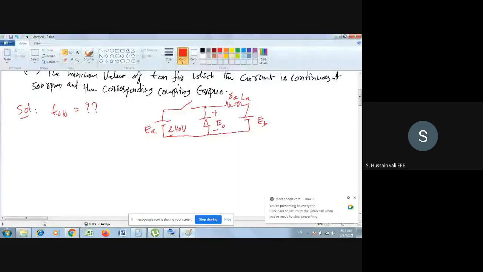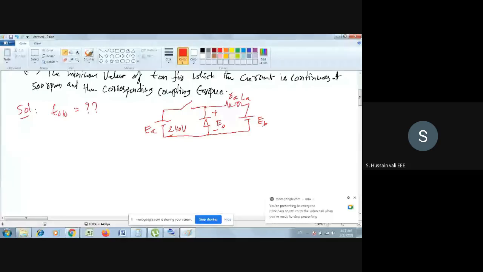So how to find out T on? What is the formula you use to find out T on? Just recall what T on actually is. Okay, if you recall, we can easily find out T on. I will write the expression for T on here.